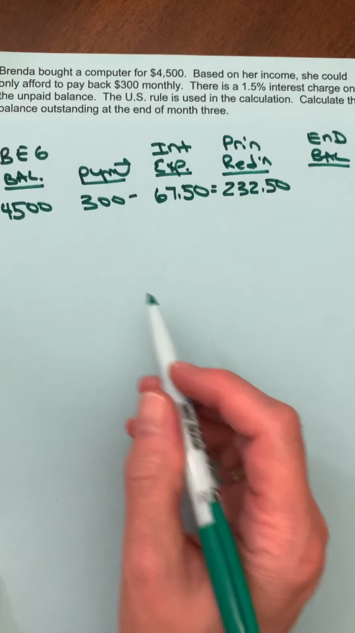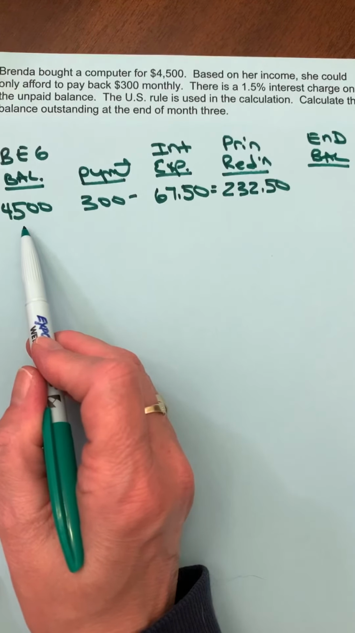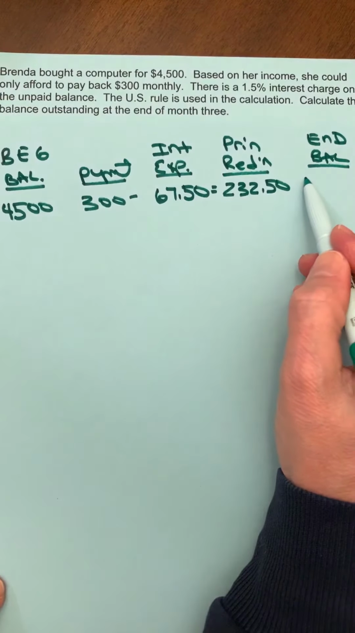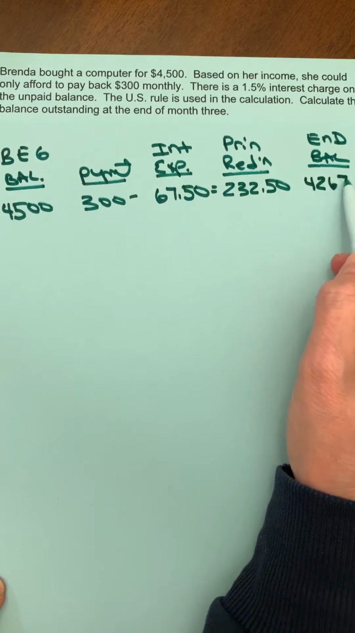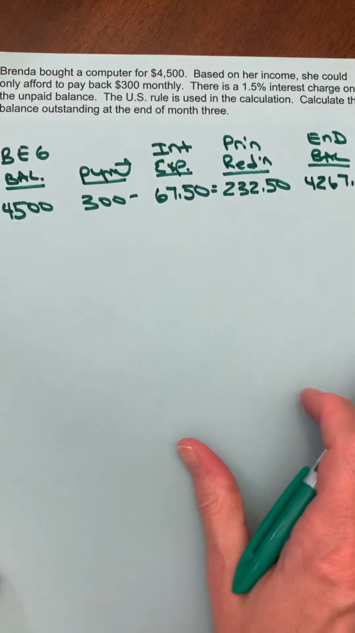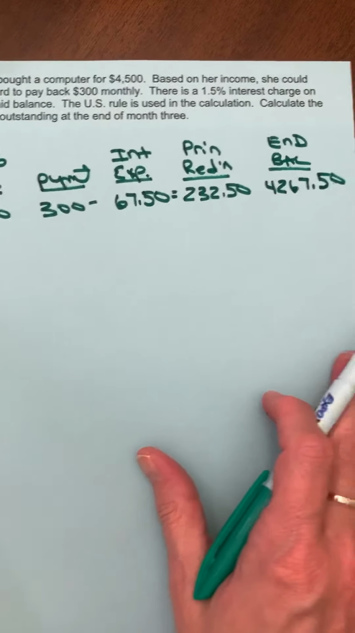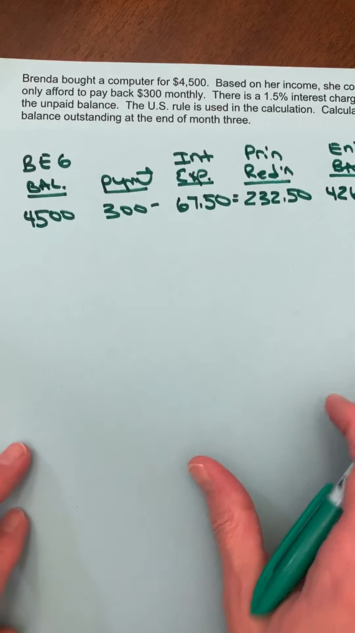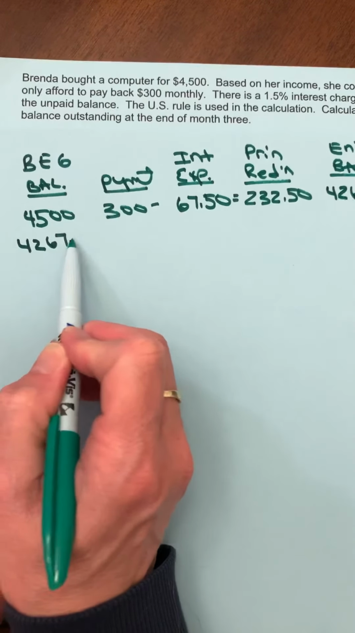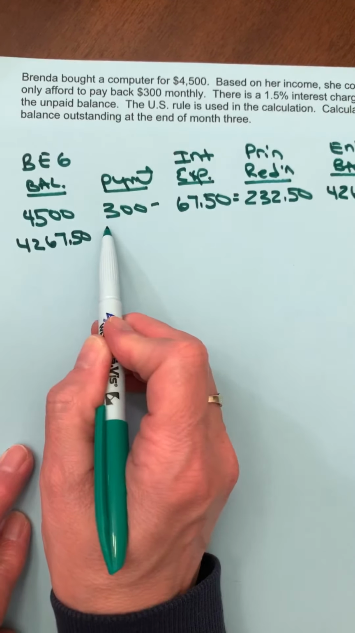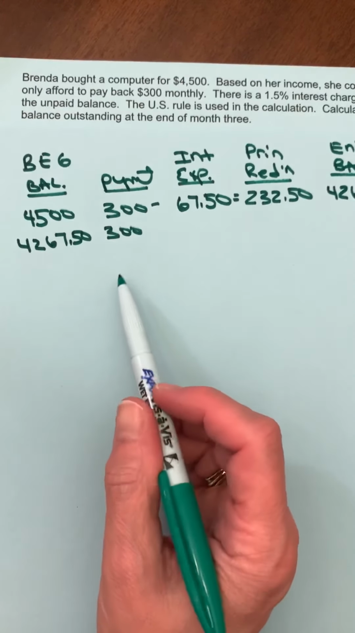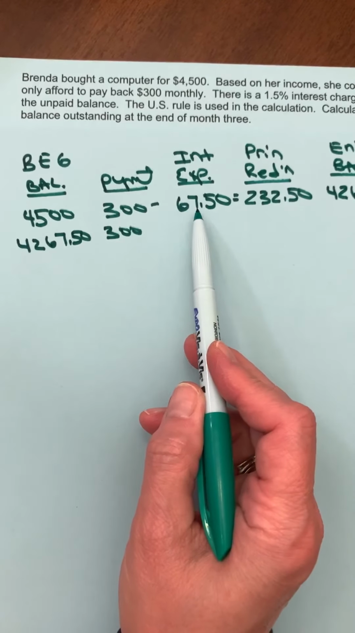$232.50. So if we start the month owing $4,500, but now we reduce that by $232.50, now we owe $4,267.50. The balance at the end of month 1 becomes my balance for the beginning of month 2. So my balance is $4,267.50. Again, I will make a $300 payment. Again, my payment first goes towards interest.